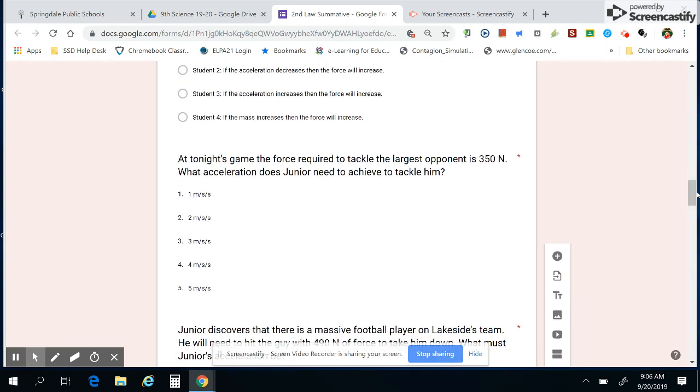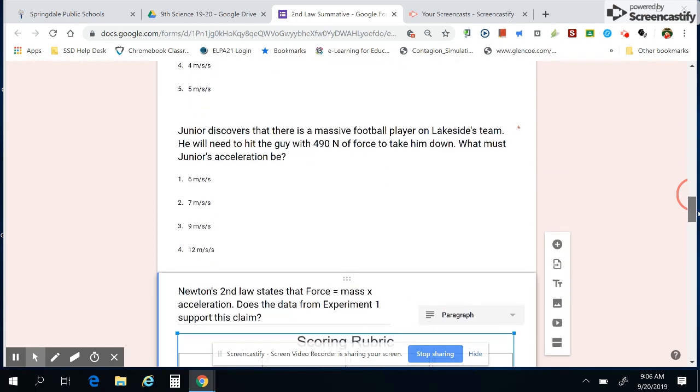At tonight's game, the force required to tackle the largest opponent is 350 newtons. What acceleration does Junior need to achieve to tackle him? 1 meter per second squared, 2 meters per second squared, 3 meters per second squared, 4 meters per second squared, 5 meters per second squared.